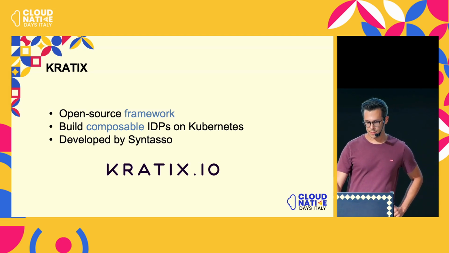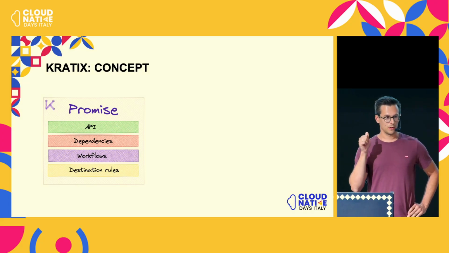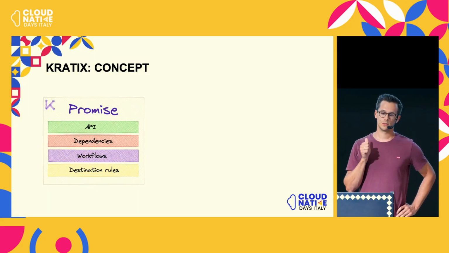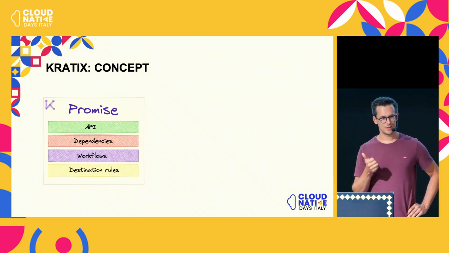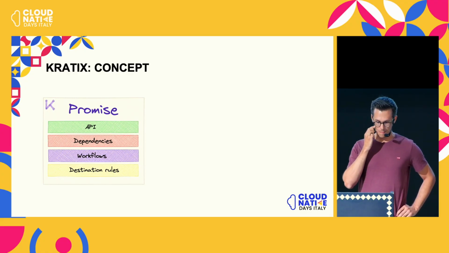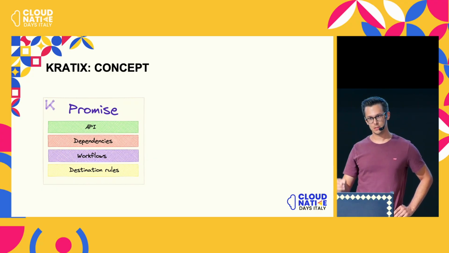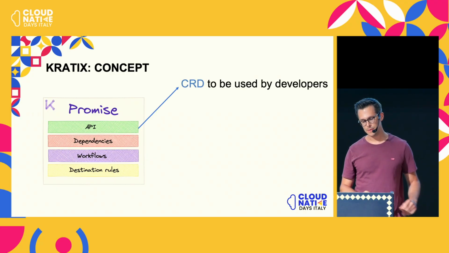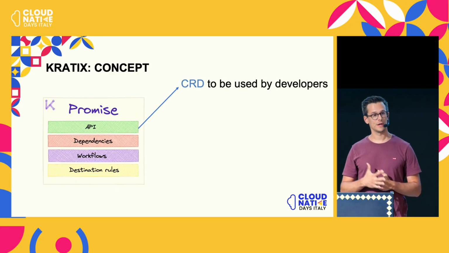Now, to understand Kratix, you have to understand the core concept of a promise in Kratix. A promise is something the platform engineering team will manage. And since we are living in Kubernetes, a promise is a YAML file. So you again end up writing a lot of YAML files. The promise, the YAML file, consists of a couple of different sections. The first section is the API section. The API section is where you are defining CRDs.